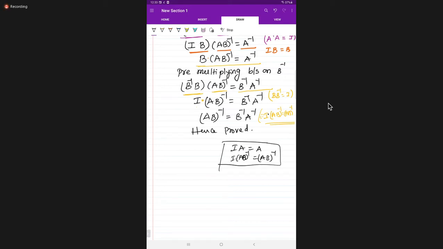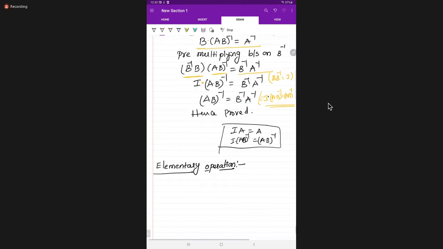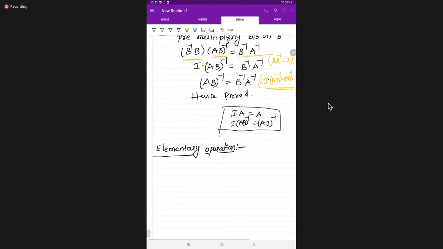Listen carefully on elementary transformation, also called elimination or elementary operation. There are 6 operations on a matrix, 3 of which are rows and 3 are columns, which are known as elementary operations. They apply operations using rows and columns. That you call elementary operations.